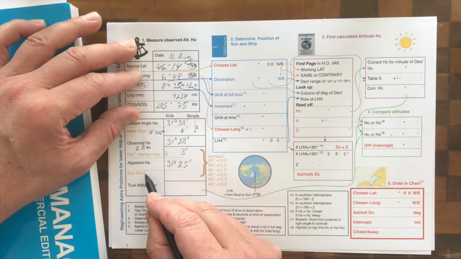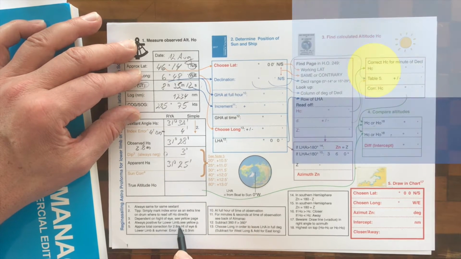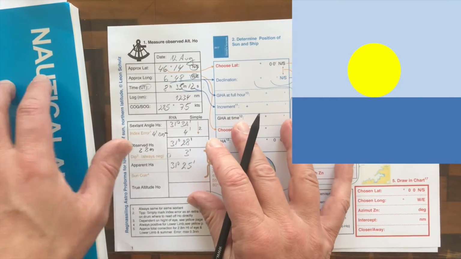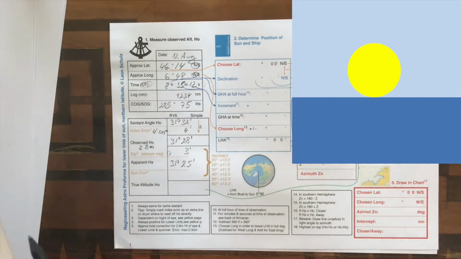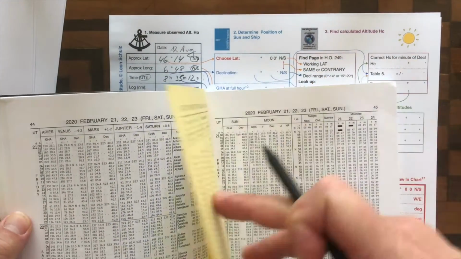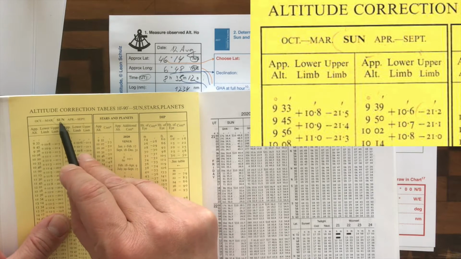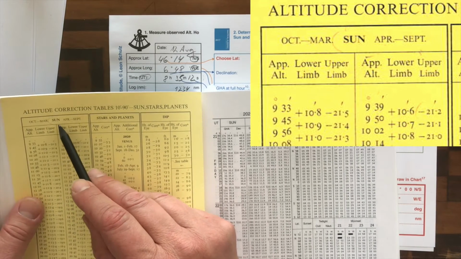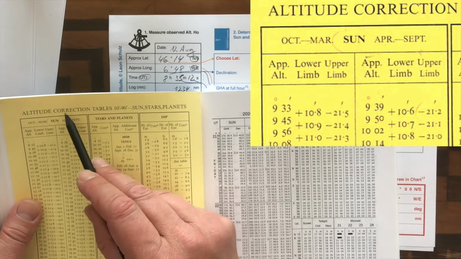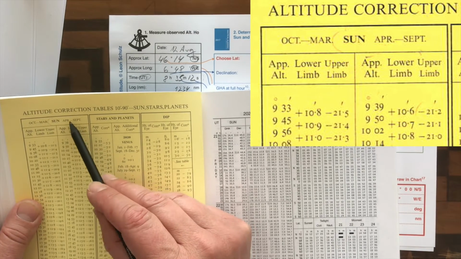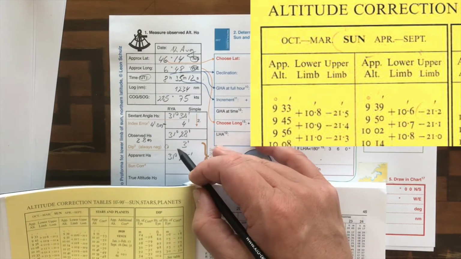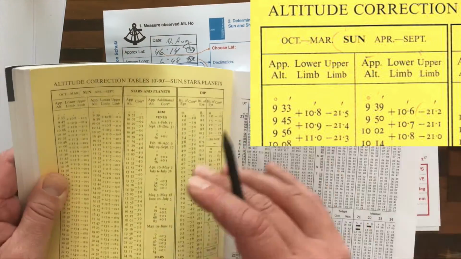Sun correction, number 4, always positive for lower limb, see yellow pages. Well, lower limb, I again forgot to mention, but we always shoot the lower limb, or I do at least. Makes it so much simpler. And we look at the yellow page. We look at the sun, and here the semi-diameter and the parallax and the refraction have all been built in here. So we are in April to September, and we have an apparent altitude of 31.25.